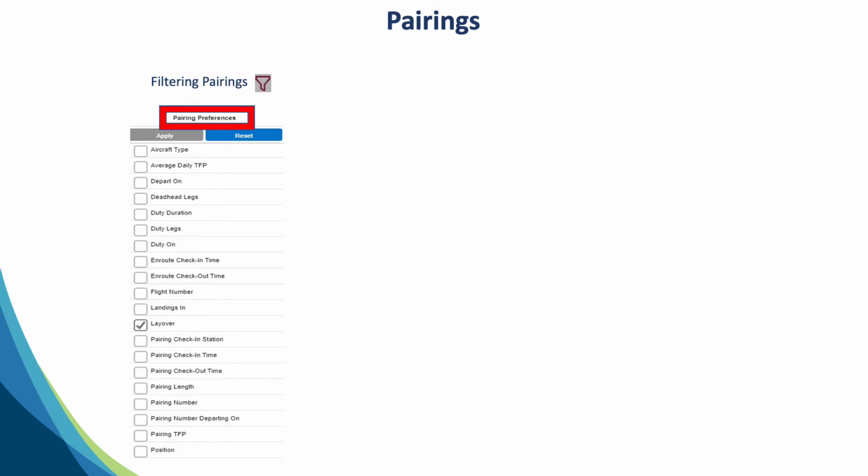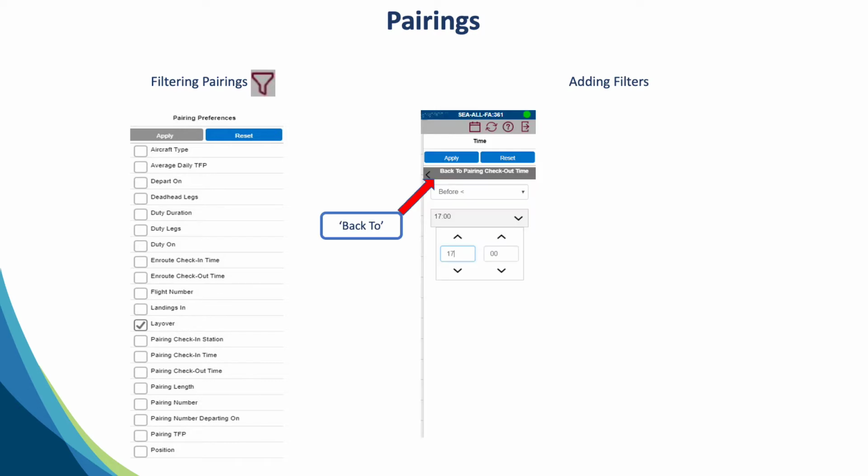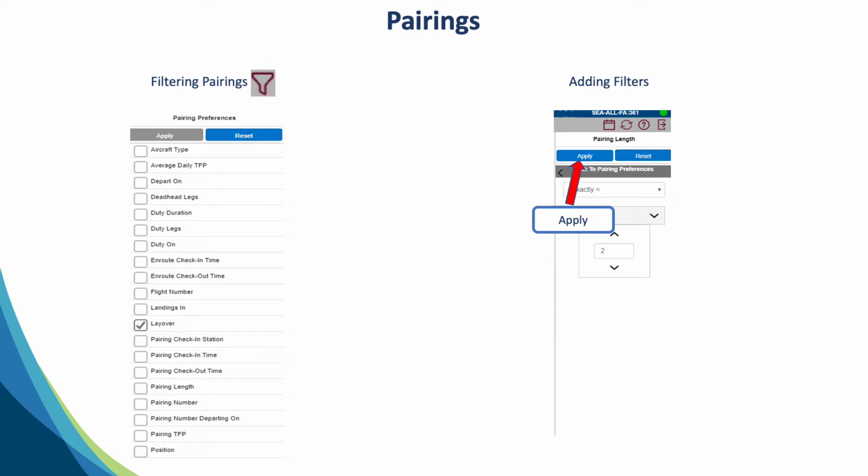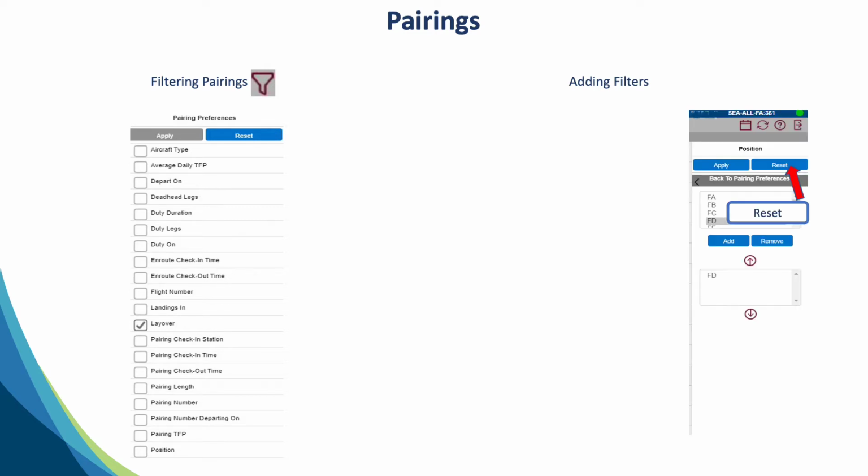To change or filter the pairings displayed, use the Pairing Preferences to the right. You'll see all of our bid preferences. If you don't see this list on the right side of your page, click that filter icon. Each time you click on a preference, you're being more specific about pairings displayed. To add one more, click on Back To. Click on Apply when finishing adding preferences, and to start over, click Reset.